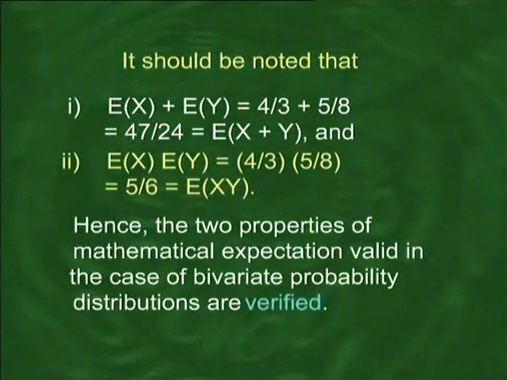4/3 plus 5/8 is equal to 47/24, and 4/3 multiplied by 5/8 does come out to be equal to 5/6. Hence, E of x plus E of y is equal to E of x plus y, and because x and y in this example are independent, therefore, E of x into E of y has come out to be equal to E of xy. All right.